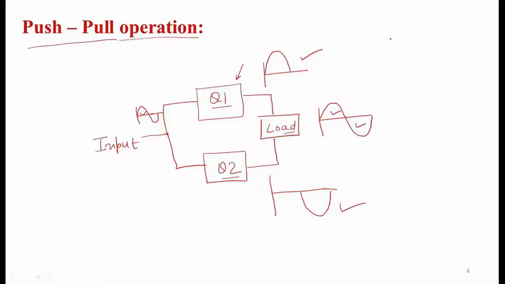In this kind of operation, one constraint is there that the transistors Q1 and Q2 should be of matched parameters. It means the Q1 and Q2 should match each other. Otherwise, there will be some harmonic distortion in the output.